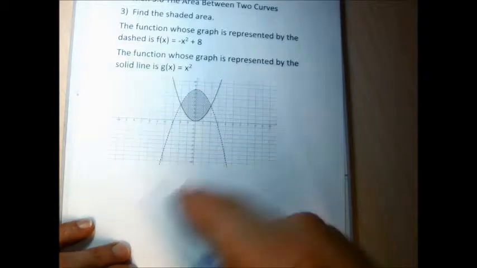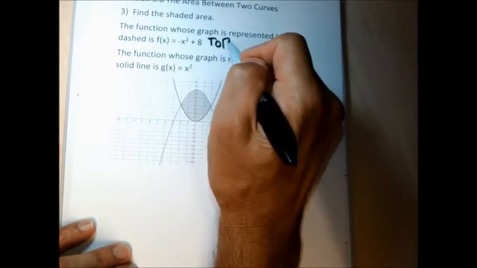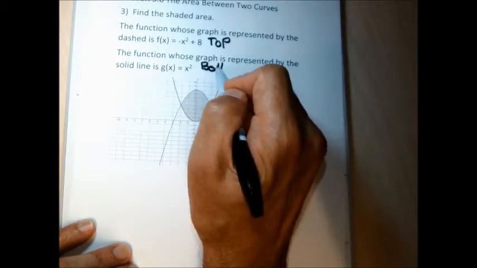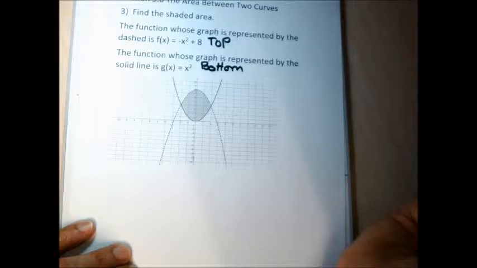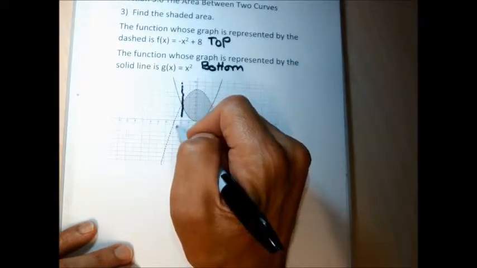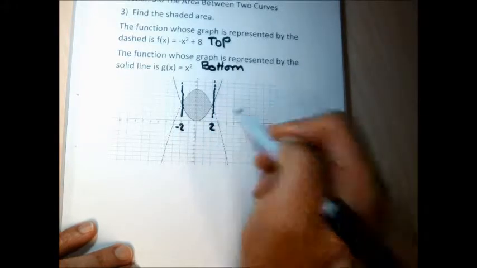So the top function is the dashed function, so f of x is your top function. The bottom function is g of x. So you're going to integrate top minus bottom, and it's a little hard to read this, but the shading starts at x equal to negative 2 and ends at x equal to positive 2.